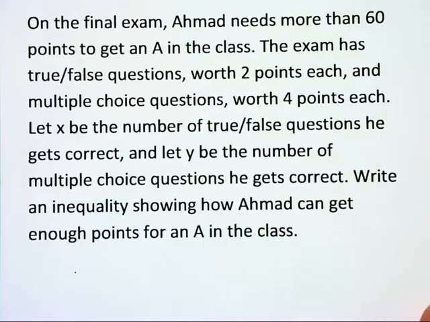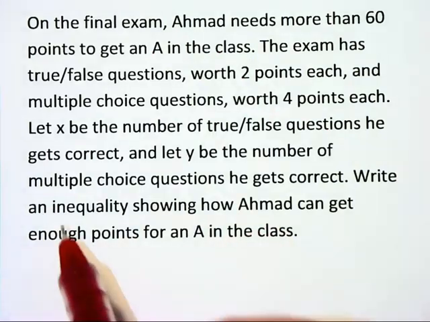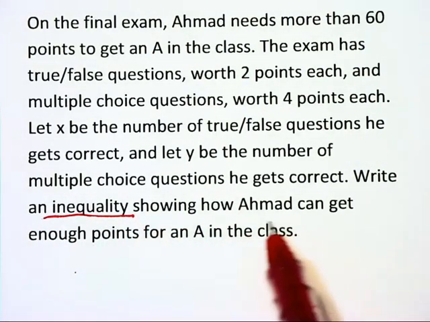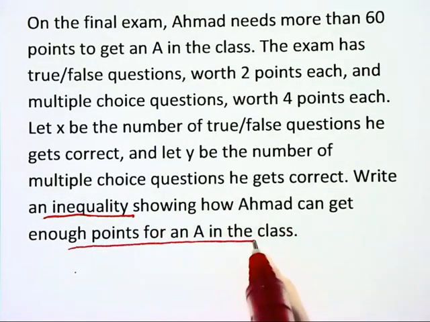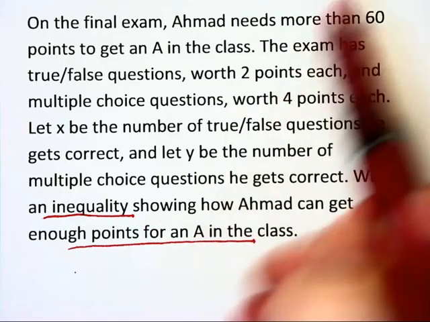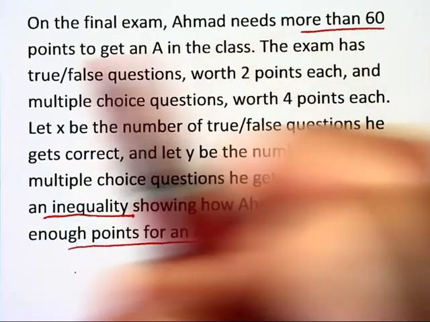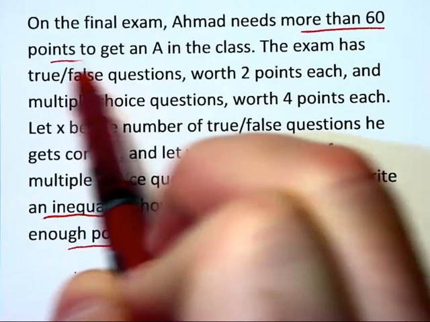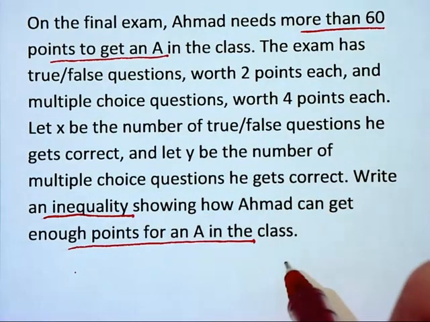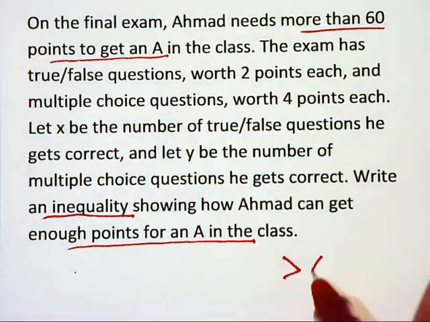Now, if you could read through this very quickly, basically they want us to write an inequality to show how he can get enough points for an A in the class. Now, it says at the top that he needs more than 60 points to get an A. So we know right off the bat we're going to have a greater than 60 in our inequality.